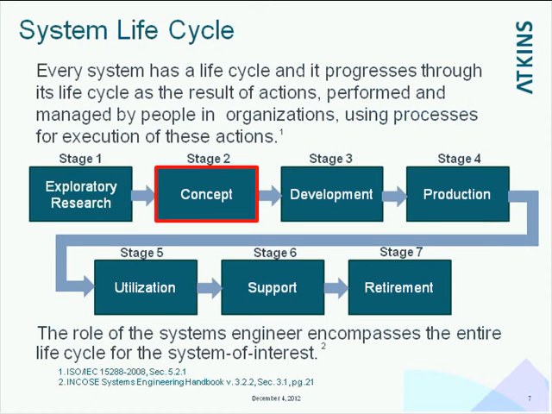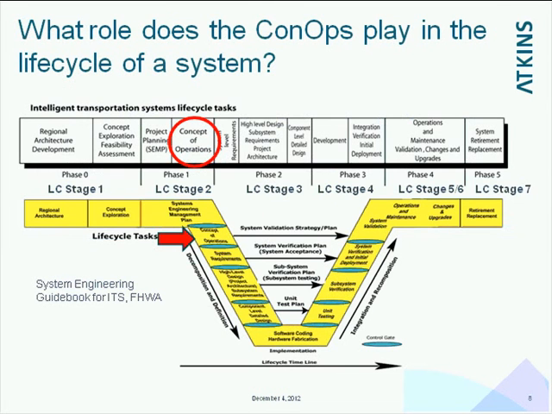We'll talk about the concept today, stage 2. Now here's the Federal Highway V diagram that I've mentioned before, and you can find it in the System Engineering Guidebook for ITS, which I'll give you another reference in a minute. But what I did was I mapped the life cycle stages from the previous slide onto this so you can see where they line up.